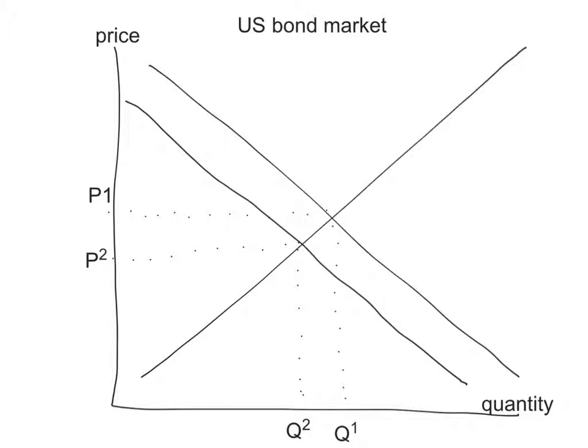So what this means, by the way, is that you have to look carefully at the story. Just saying firms have become more confident about the future does not by itself tell you what will happen to a demand curve or a supply curve. You have to study carefully and figure out what direction the curves are supposed to be moving.